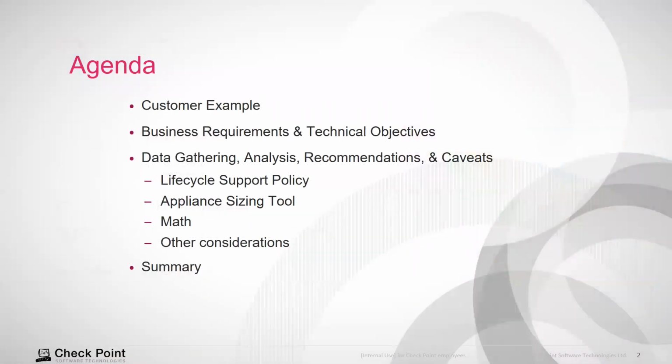So as I mentioned, we're going to be using a customer example. The business requirements, so there's always something business related, organizational related, driving the technical objectives, and then how we go about getting into the recommendations. So there's the life cycle support policy. We want to make sure that the hardware and the software is still viable, at least for a couple of years. The appliance sizing tool, which is typically, and correct me if I'm wrong, internal. Checkpoint internal and the partners may have access to it, but I don't believe the customers do. Yeah, that's correct. All right, thank you. And then good old fashioned math. It's not hard math, it's basic math. Not even high school math, I don't think, but the logic behind it is a little more robust than basic math. And then other considerations. And then we'll walk through a quick summary.